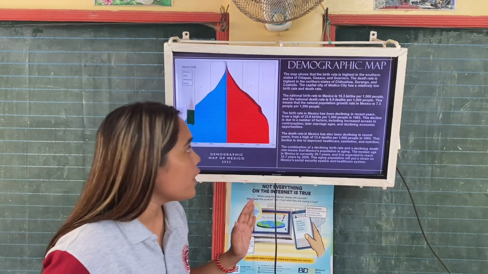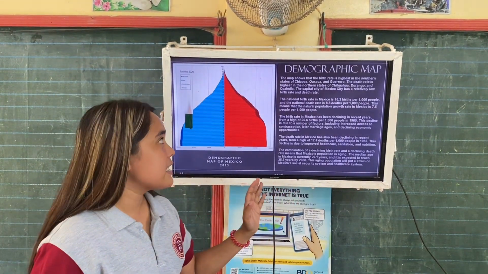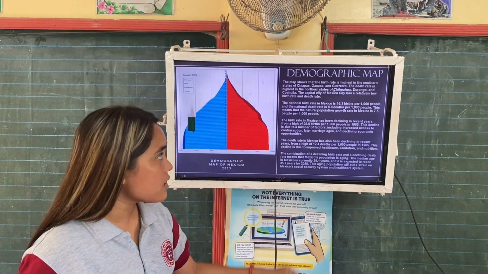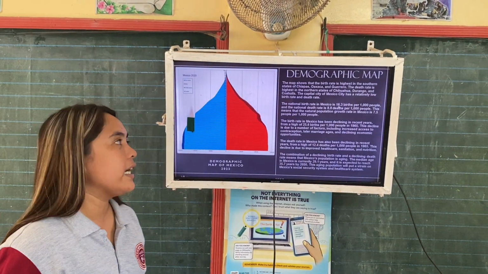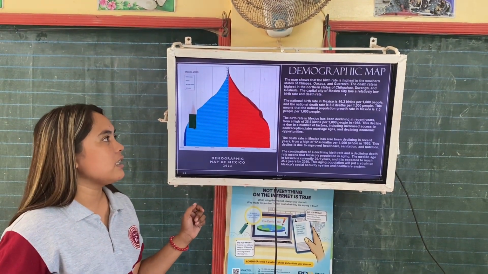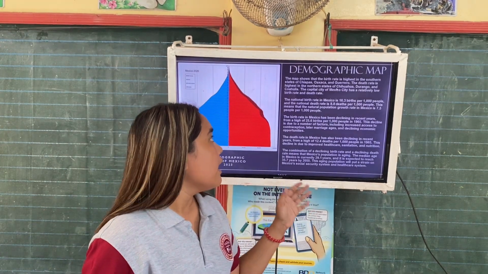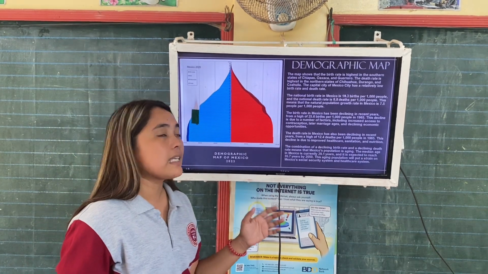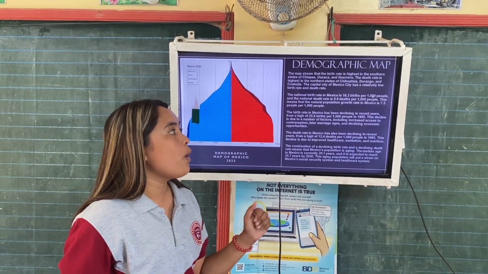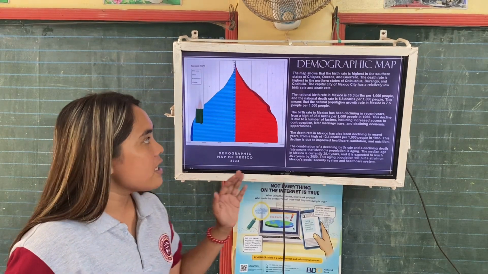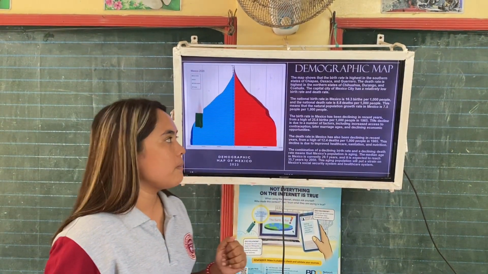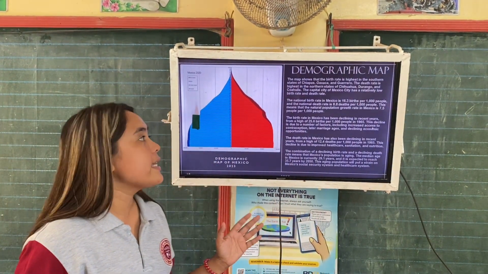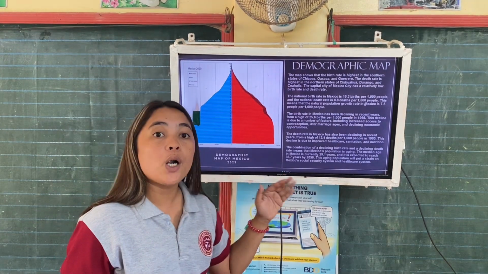So the map shows that the birth rate is the highest in the southern states in Chiapas, Oaxaca, and Guerrero. The death rate is highest in the northern states of Chihuahua, Durango, and Coahuila. And then the capital city of Mexico City has relatively low birth rate and death rate. So the national birth rate in Mexico is 16.3 births per 1,000 people, and the national death rate is 8.8 deaths per 1,000 people. So this means that the natural population growth rate in Mexico is 7.5 people per 1,000 people.